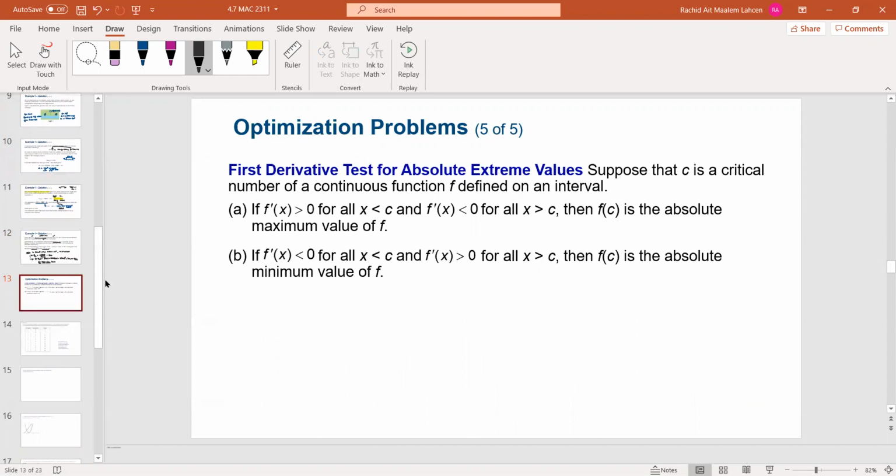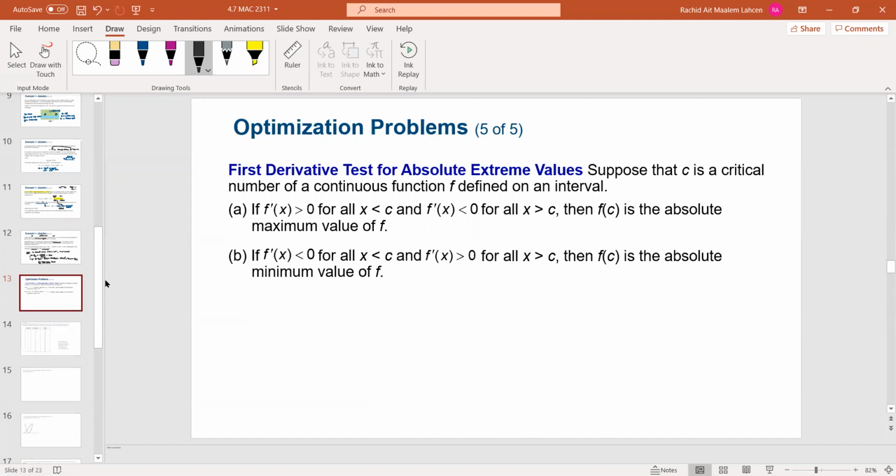So the first derivative test for absolute extreme values again. Suppose that c is a critical number. Then for a continuous function, if f prime of x is positive for all x less than c, and f prime is less than 0 for all x greater than c, then f of c is the absolute maximum.